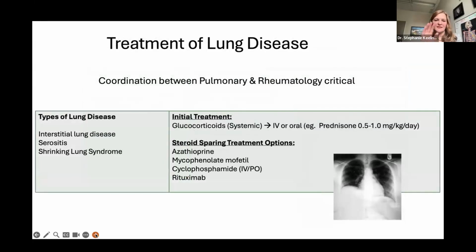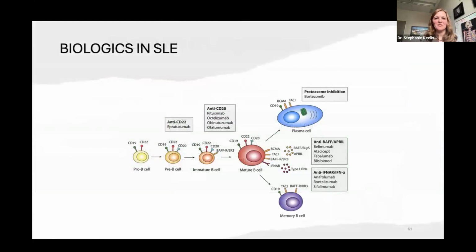Same thing with lungs. I'm going to get to the last part because I want to leave time for questions. So the last thing I just want to talk about is the biologics in lupus. This is like my last 2 minutes.